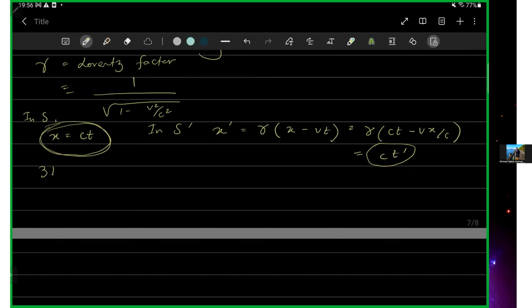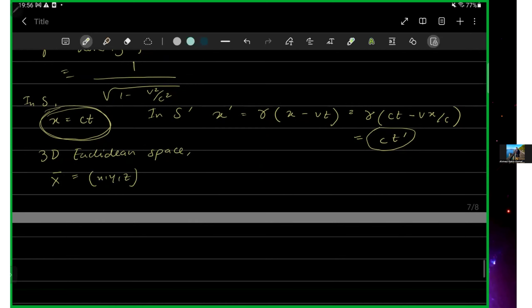So let's say in 3D flat space, which is also called Euclidean, if you have this space to have coordinates, let's say x bar to be x, y, z, in 3 dimensions, and this is defined in some frame, let's say S, and let's say you have a second frame S prime.